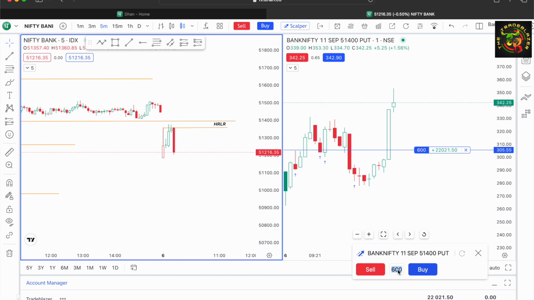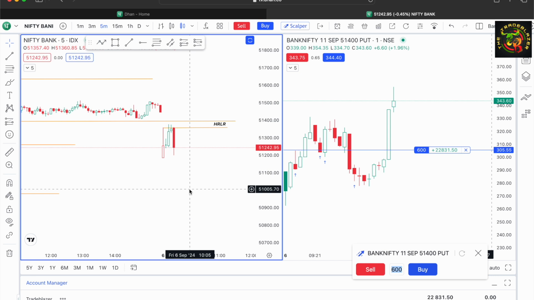I'll try to exit if I get nice points, around 50 or anything above 50 points. I would be okay to exit because I'm trading in the other two accounts as well, and overall it will be a nice profit for today. We'll see.